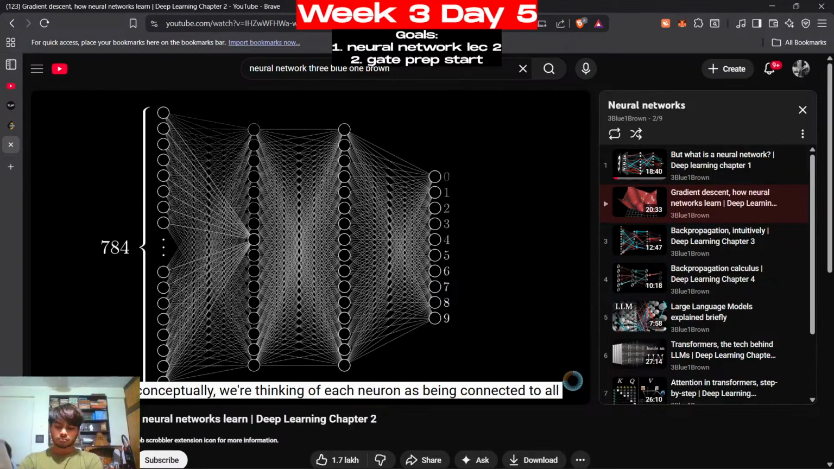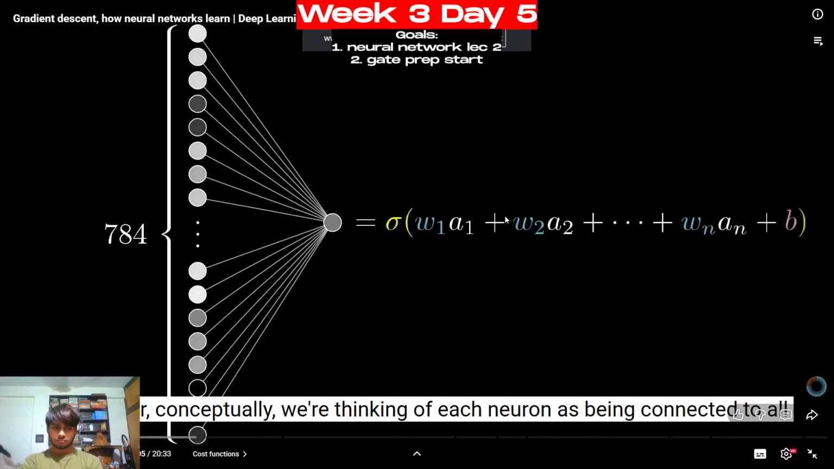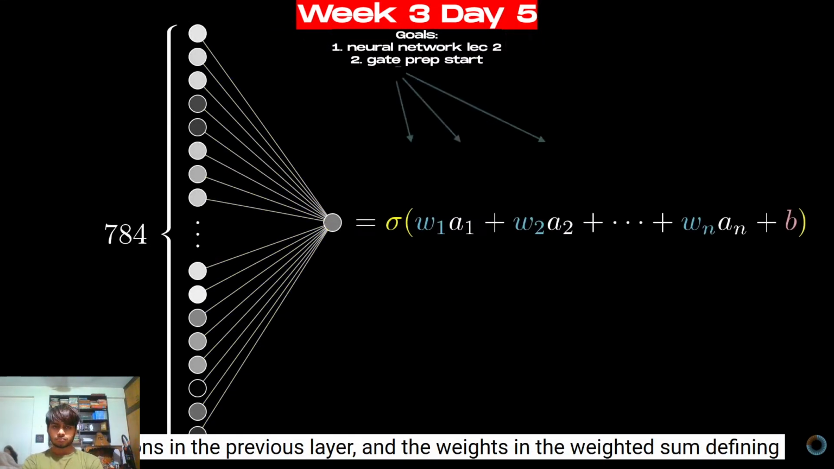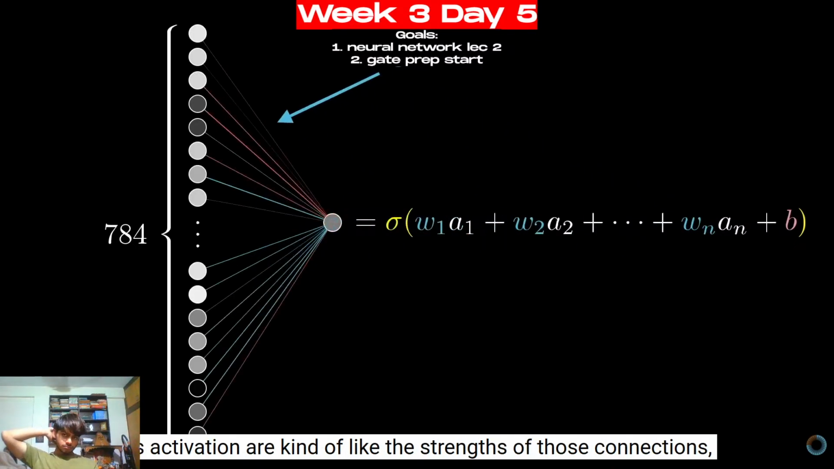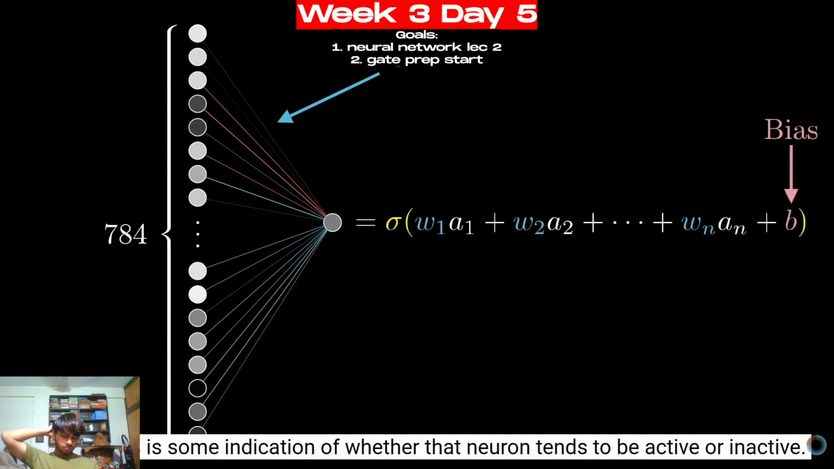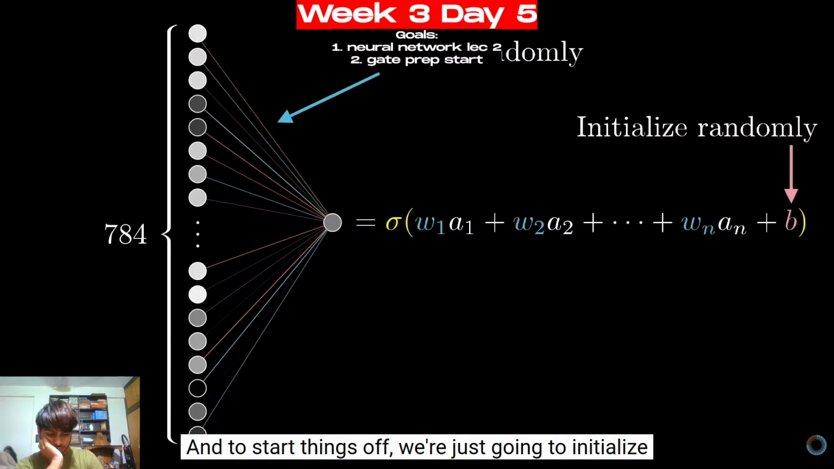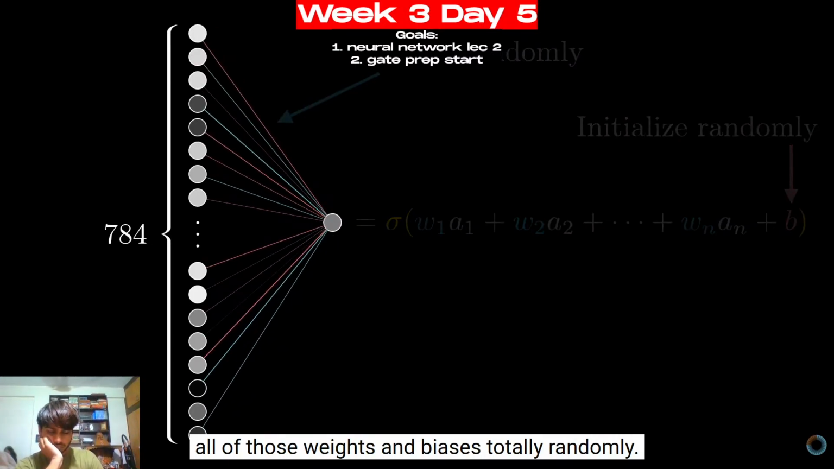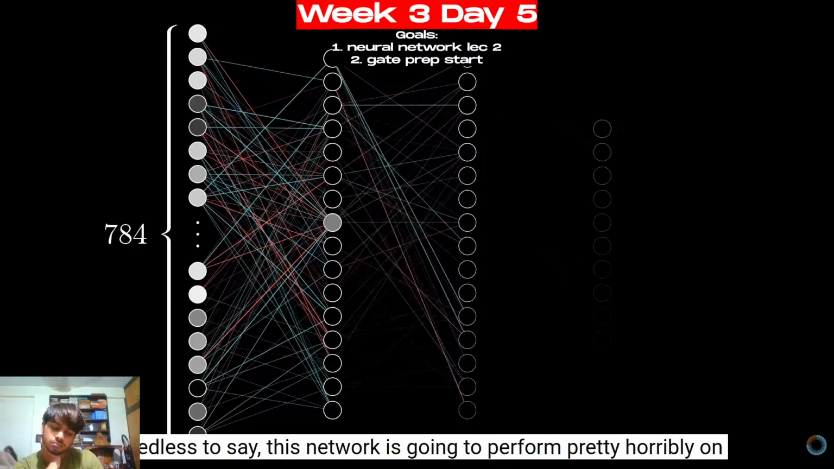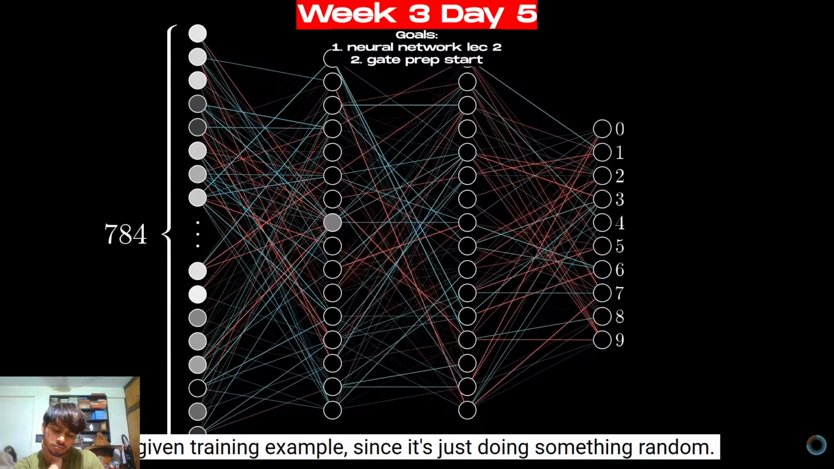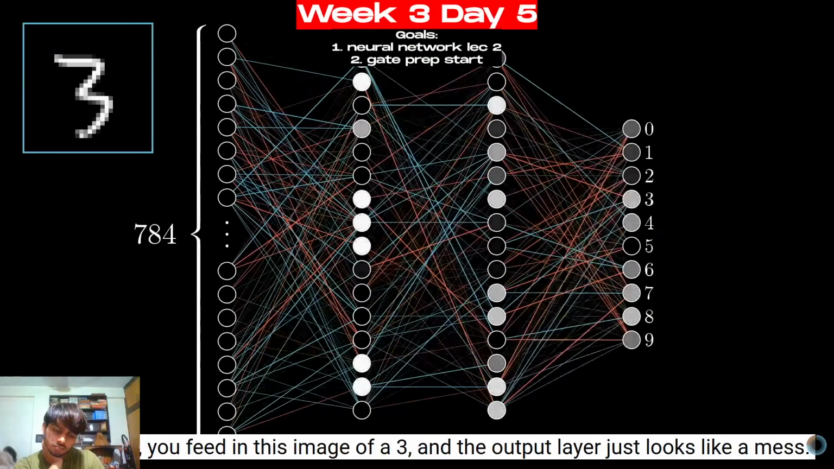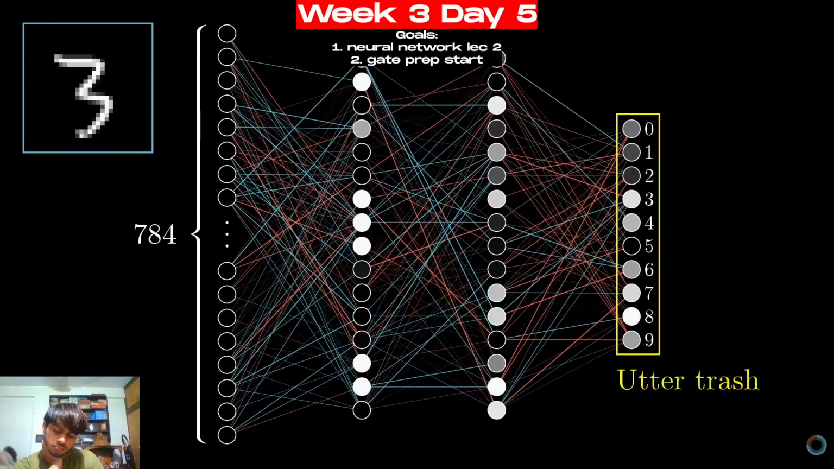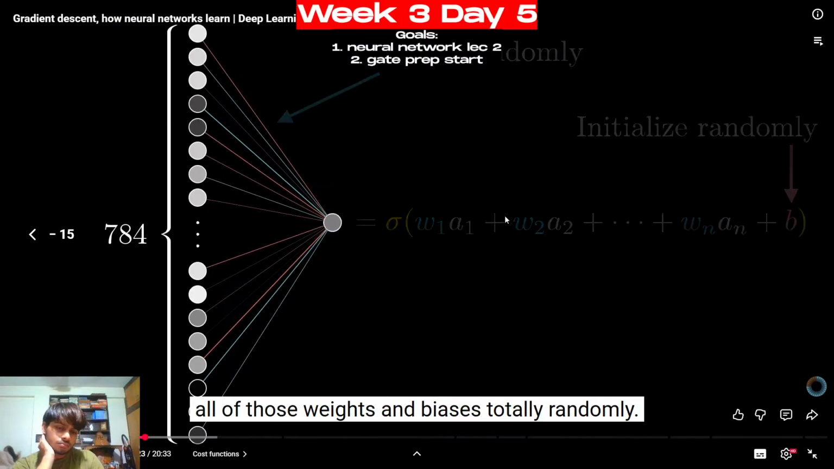Remember, conceptually, we're thinking of each neuron as being connected to all of the neurons in the previous layer, and the weights in the weighted sum defining its activation are kind of like the strengths of those connections, and the bias is some indication of whether that neuron tends to be active or inactive. And to start things off, we're just going to initialize all of those weights and biases totally randomly. Needless to say, this network is going to perform pretty horribly on a given training example, since it's just doing something random. For example, you feed in this image of a 3, and the output layer just looks like a mess.